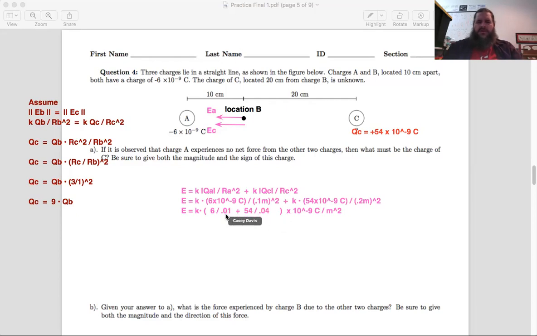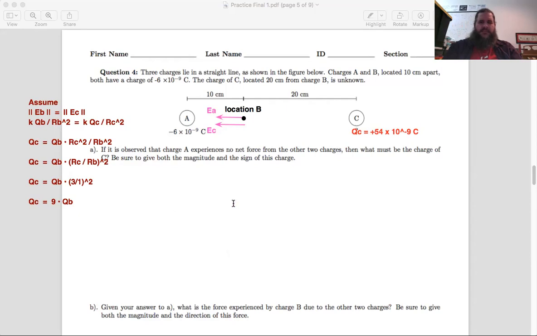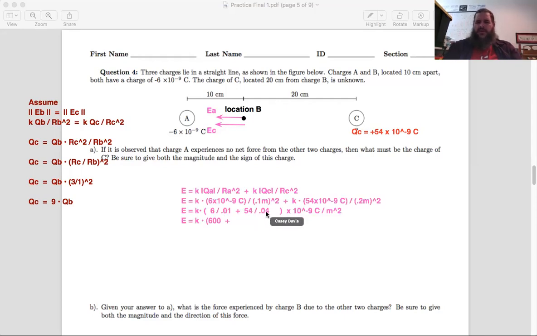0.01 is also what fraction? 1 over 100. Yeah. So 6 divided by 1 over 100 is 6 times 100. So we just get 600 plus, and then 0.04 is what fraction?